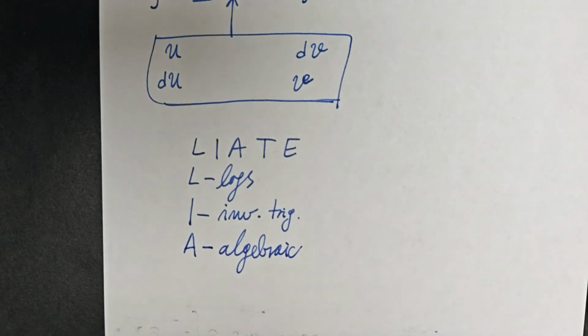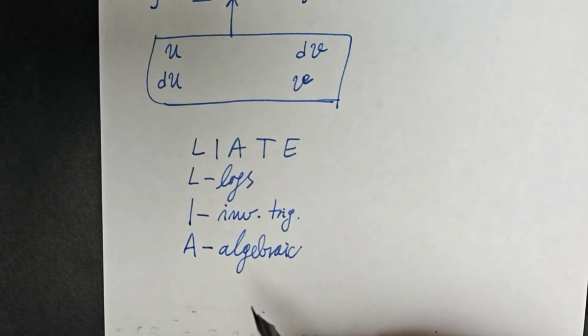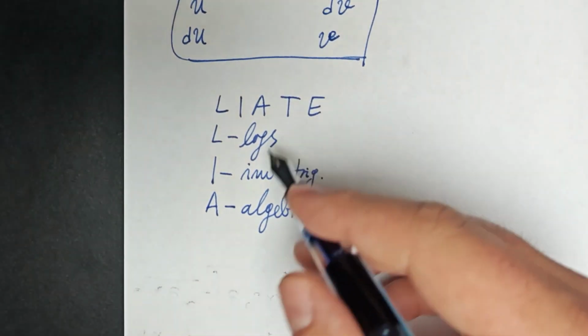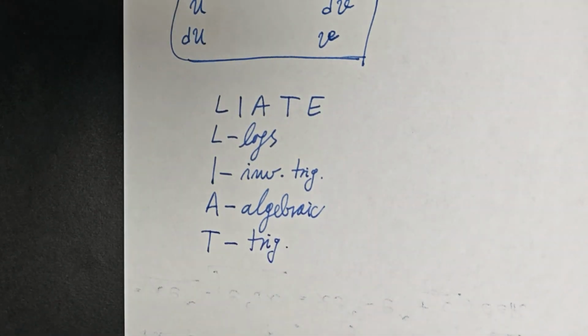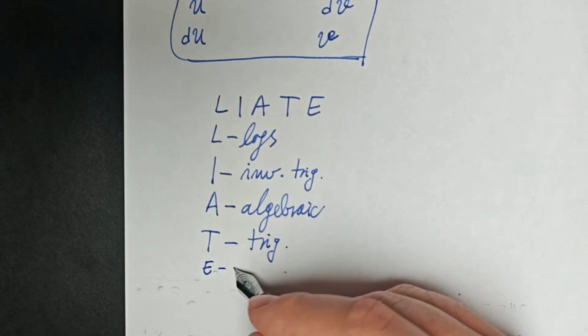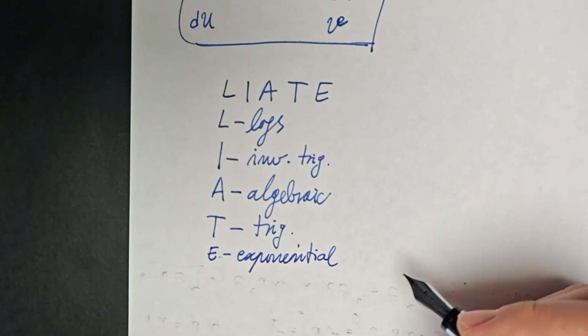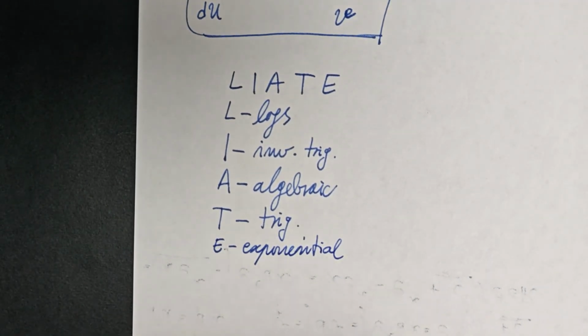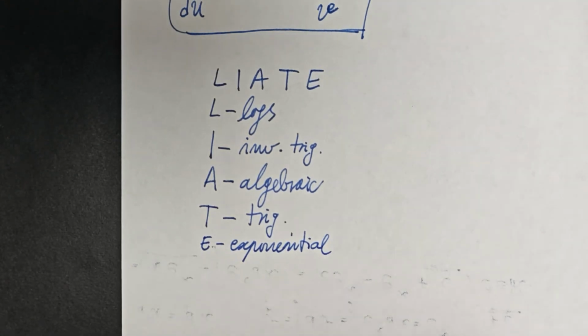Now what is that algebraic? It is polynomials and the powers of x, like x, x to the power of 2, x cubed, and so on. T in our acronym stands for trigonometric. Those are functions like sine or cosine. And E stands for exponential.